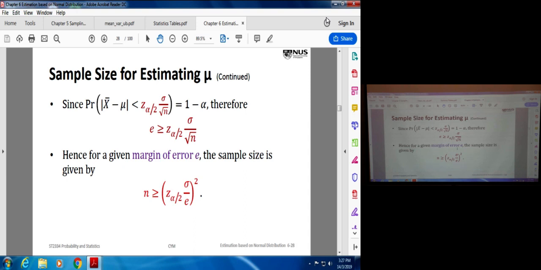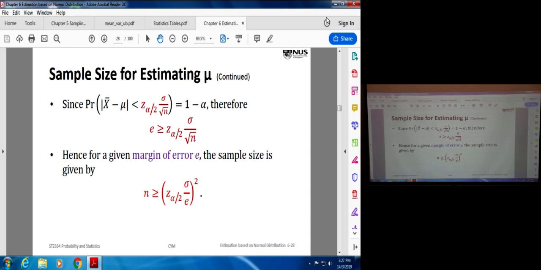Okay, now, since the probability that x bar minus mu, which is my error, is less than z alpha over 2 times sigma over root n is equal to 1 minus alpha, I want the E that I choose to be bigger than this. So if you give me my E, I can determine my sample size for which this is true. You choose E. I know sigma, I know z alpha over 2, so I can rearrange this equation.